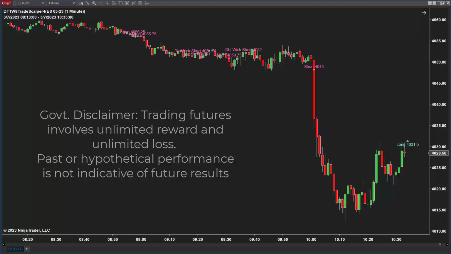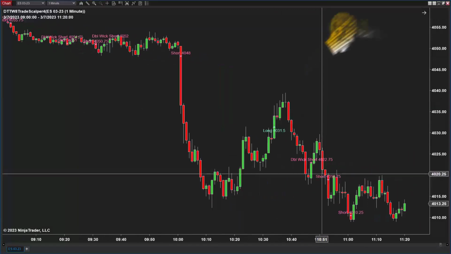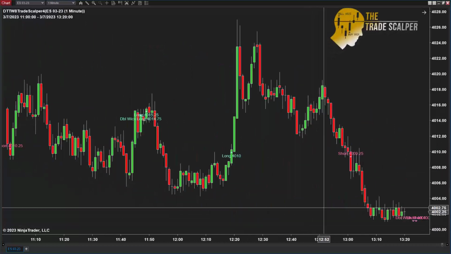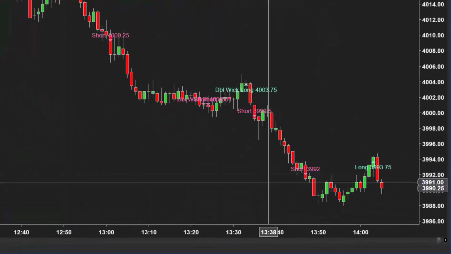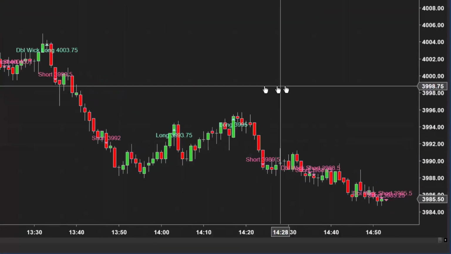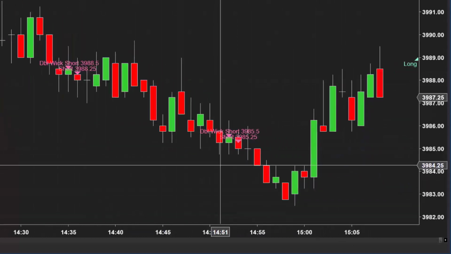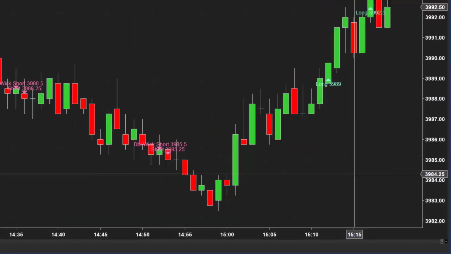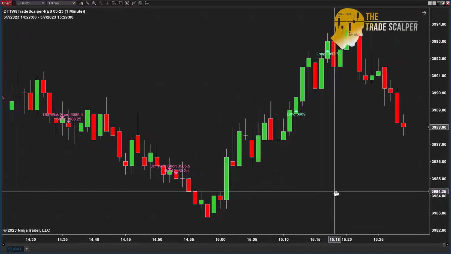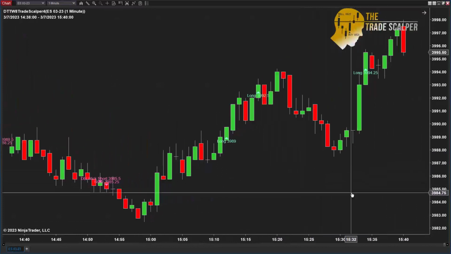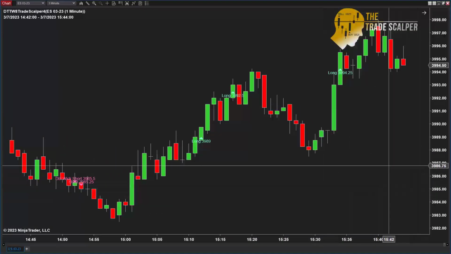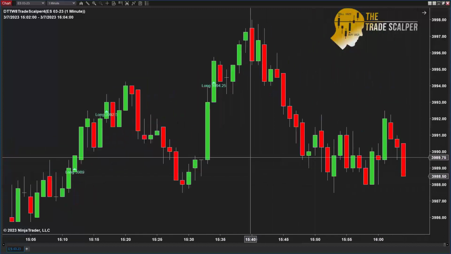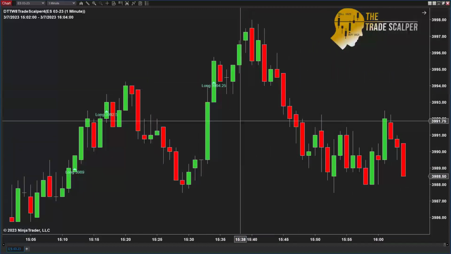Now, the day is over. It's roughly 4:30 Eastern New York time, and what you're seeing here are all the signals that the Trade Scalper system, the Trade Scalper method, provided. So the Trade Scalper is applied to the chart. It provides these signals. For those of you who don't have it, you follow the signals, you buy, you sell at these prices or as close as possible to these prices.